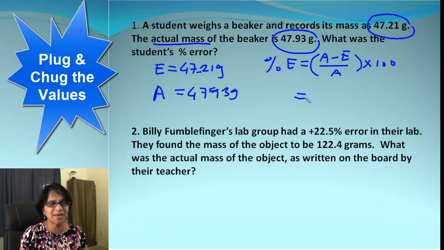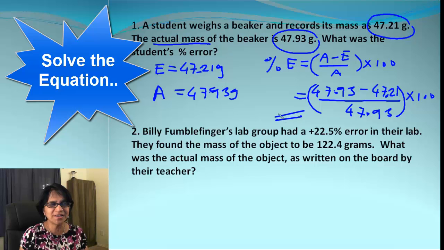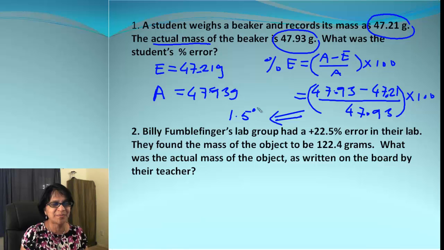Let's just plug and check the values. So we get 47.93, which is the actual value here, minus 47.21, and that divided by 47.93, all of that times 100. And when we solve this, what is the answer which we get? We end up getting 1.5% as the percent error, and it's positive.